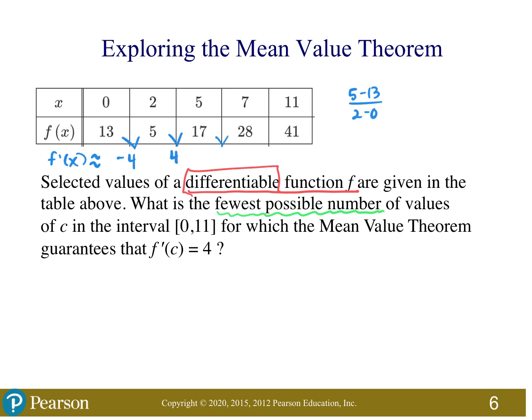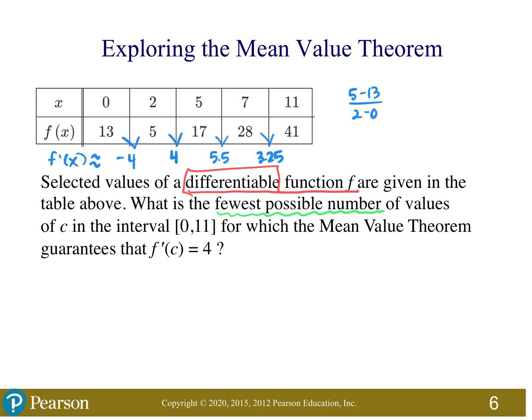And then we're going to estimate the next value of the slope. So we'll have 28 minus 17. So it's 11 over 2, 5.5. And then we'll have 13 over 4, which is 3.25. All right, so how many times was the mean value theorem going to guarantee that the slope would be actually equal to 4?